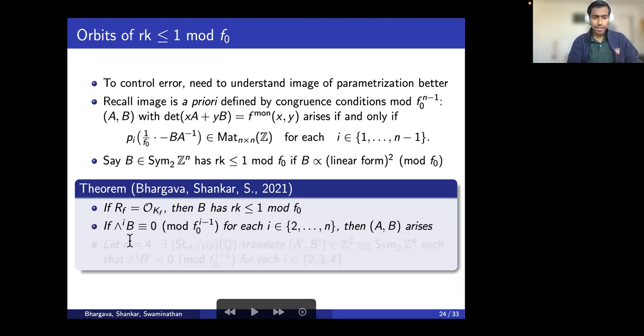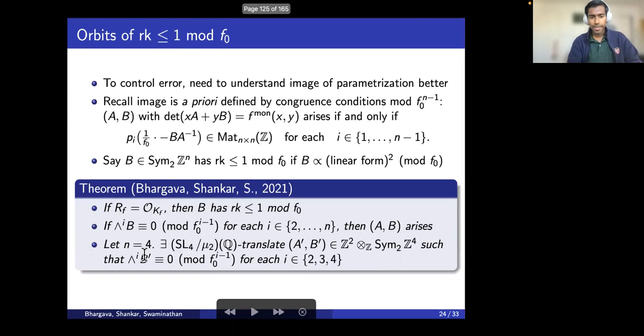We also had the set of conditions here that give a very good approximation to these more complicated conditions. We said that if the i by i minors of B are all divisible by f0 to the i minus 1 for each i from 2 up to n, then the pair A, B will come from the parametrization. Now I want to give you a sort of partial converse to the second bullet point. So far, we only know how to prove this converse in the case where n equals 4, but we expect it to be true in general.